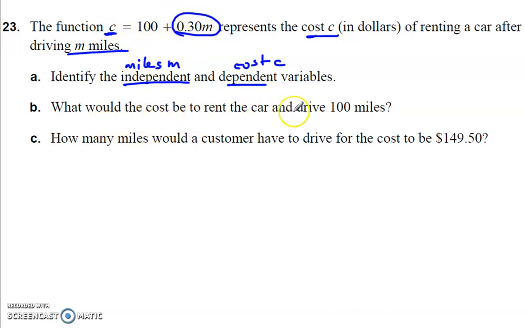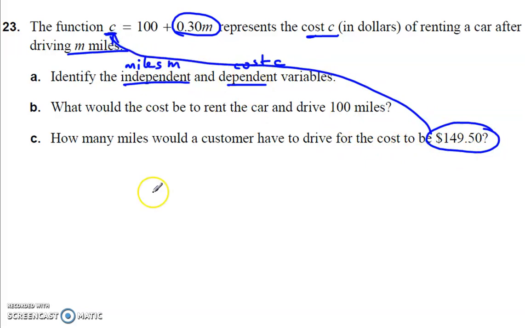What would the cost be to rent the car and drive 100 miles? So now I'd plug in 100 here. I'd get 30. The cost would be 130. How many miles would a customer have to drive? Now I will plug this in for C up here. So then I'd set that up like this. 0.5 is equal to 100 plus 0.3 m, and solve for m.